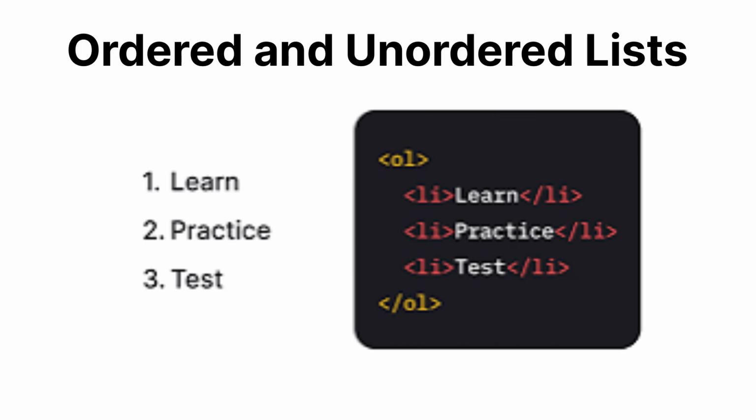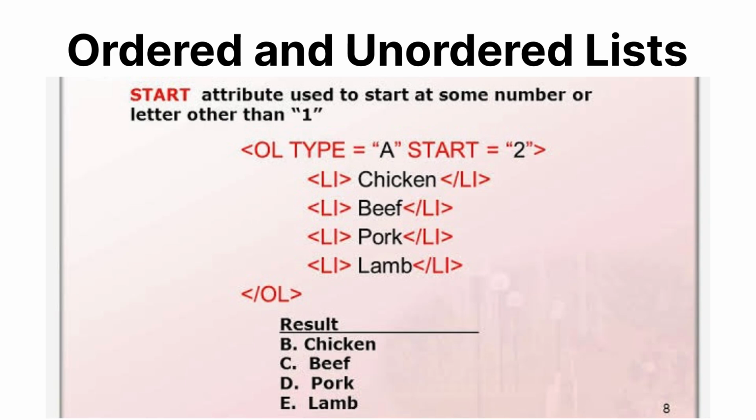You can also customize ordered lists using attributes. The type attribute can change numbering to Roman numerals, letters, or numbers. The start attribute lets you begin numbering from a different number.